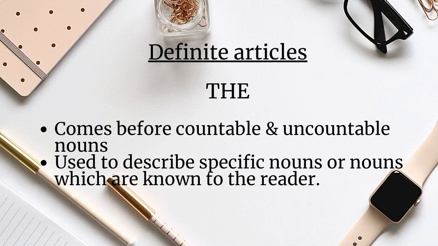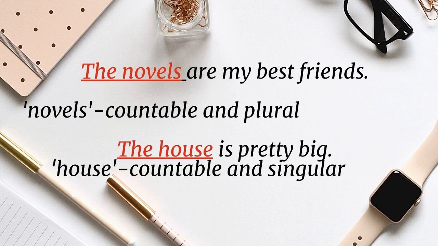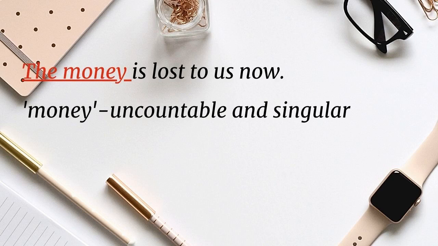It comes before a countable or an uncountable noun, where the countable noun can either be singular or plural. We usually use this definite article to indicate that the identity of the noun we are talking about is known to the reader. The Knowles are my best friends. In this sentence, the noun Knowles is countable and is in its plural form. The money is lost to us now. The noun money is uncountable and singular as most uncountable nouns are.